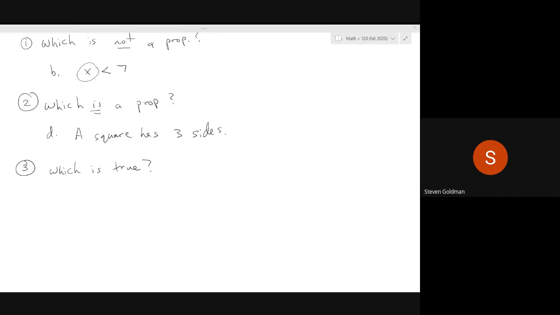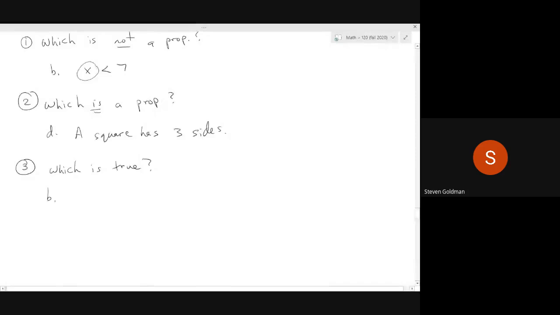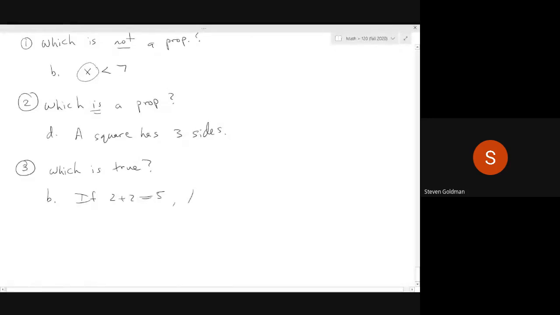B: if 2 plus 2 equals 5, then dogs can fly. 2 plus 2 does not equal 5, and dogs cannot fly, so that's false and false. A conditional statement where the hypothesis and the conclusion are both false is true. So B is the true one.